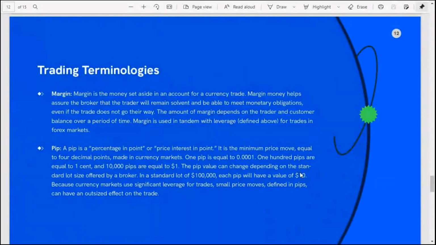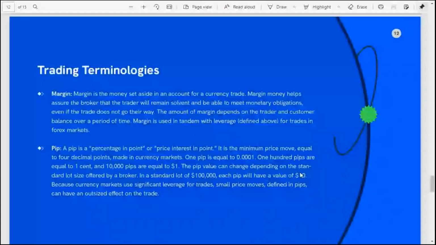It is the smallest change a financial instrument can have, be it in profit or in loss. 1 pip is equal to 0.001. 100 pips are equal to 1 cent. 10,000 pips are equal to $1.